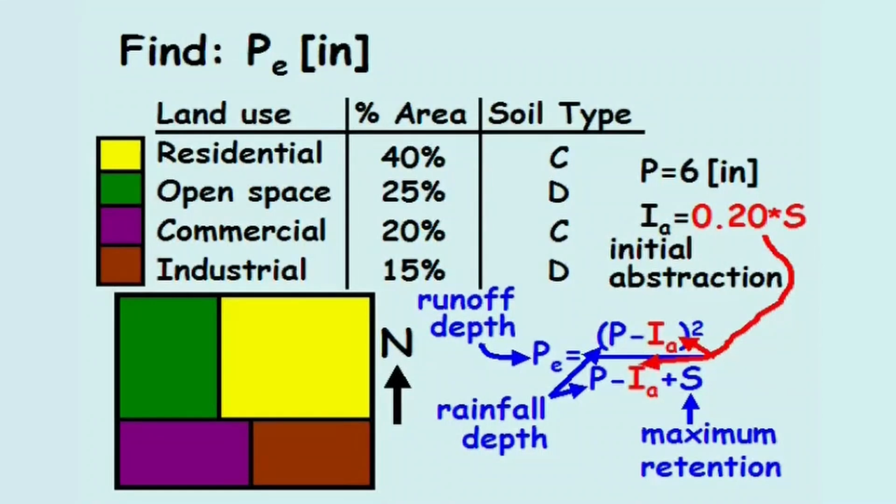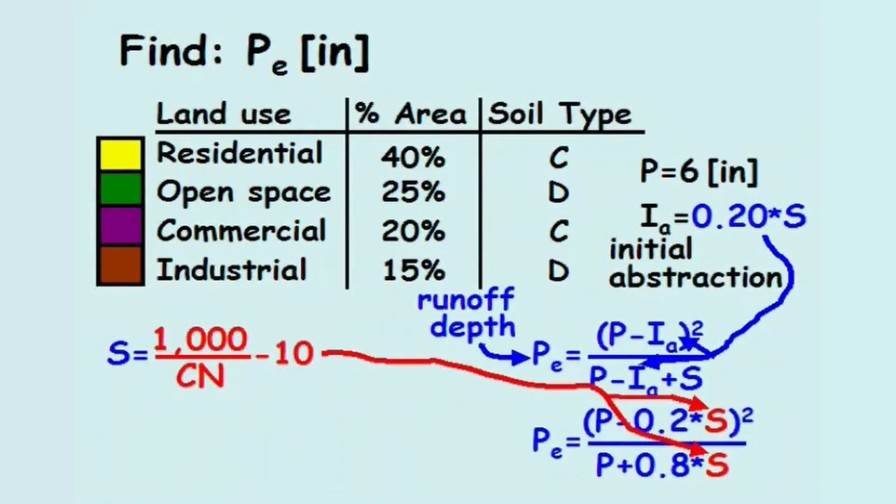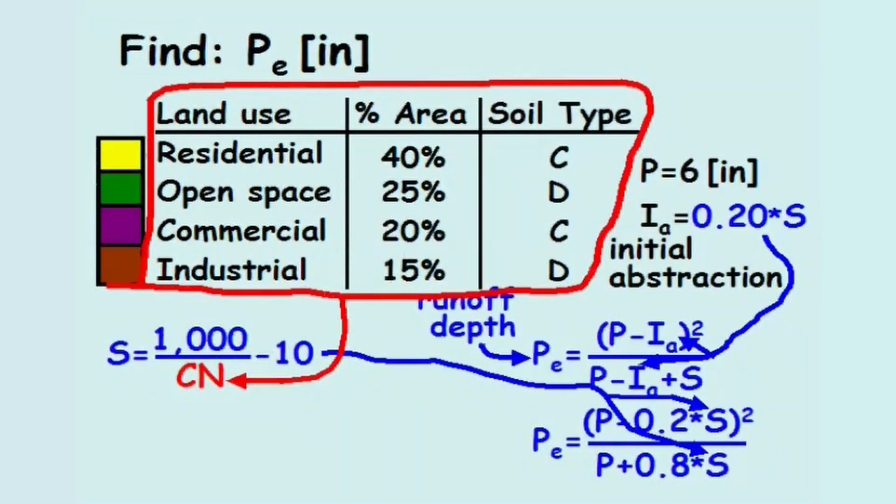Substituting this value of 0.20 times S in for the initial abstraction, the equation reduces to a function of the rainfall depth, P, and the maximum retention, S. The maximum retention equals 1,000 divided by the curve number minus 10. And the curve number is a function of the land uses, percent areas, and soil types.